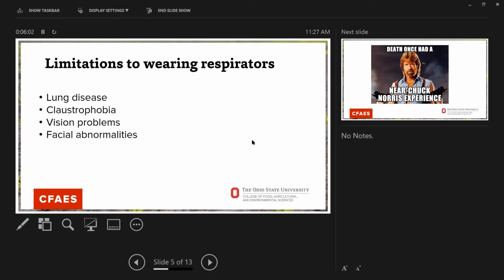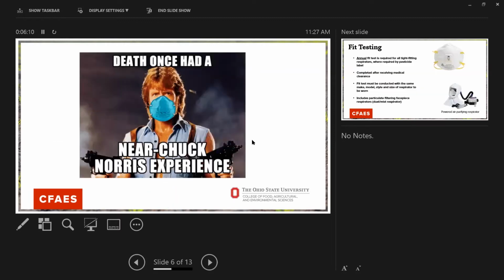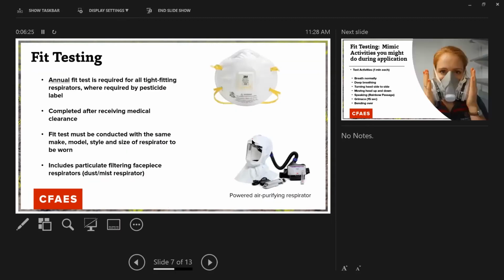What's another thing that might hinder a respirator from adhering to your face? Lint. All right, if you have facial hair, you will not be able to wear a tight-fitting respirator. You will have to wear a loose-fitting respirator. There is no way you will ever get an adequate seal. So Chuck Norris cannot wear a tight-fitting respirator.